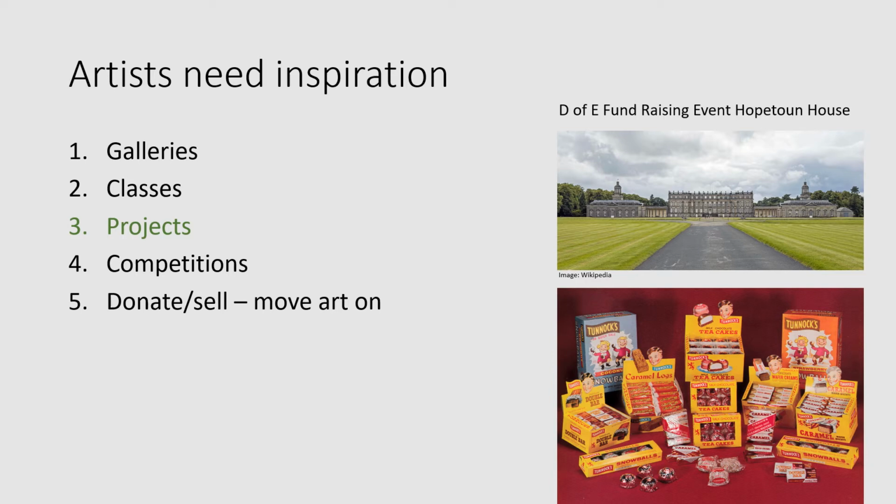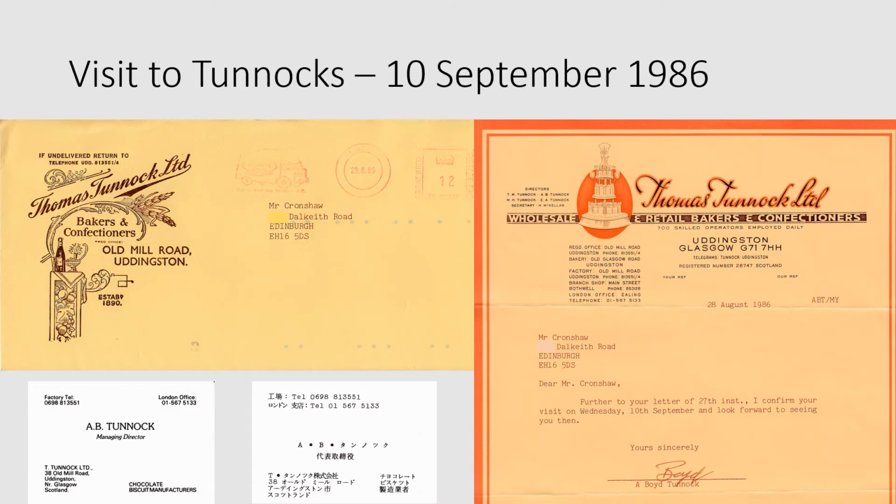I found myself sitting at a circular table sponsored by the Tunnock family. And so one of my questions during the course of the evening was, could I visit Tunnock's factory to go and take some photographs? Tunnock's are a well-known bakery firm based in Uddingston, and probably like Scottish royalty in many ways. It's part of the Scottish culture in a similar way to Billy Connolly.